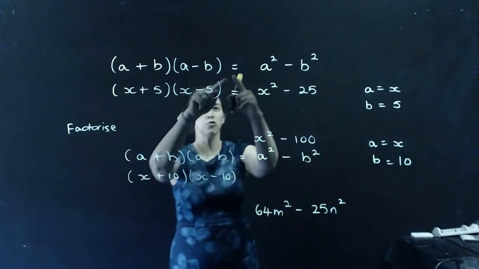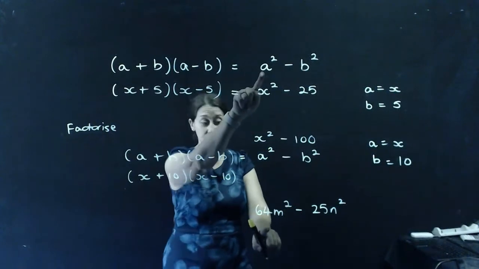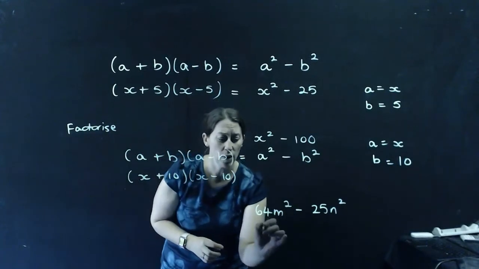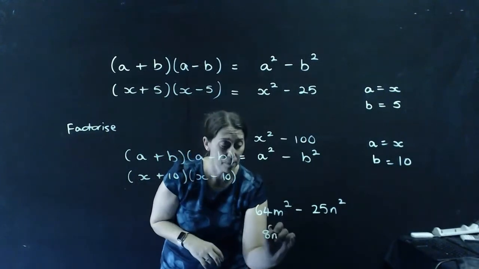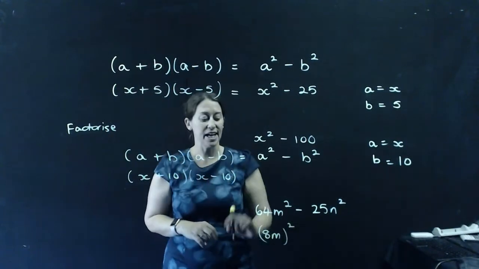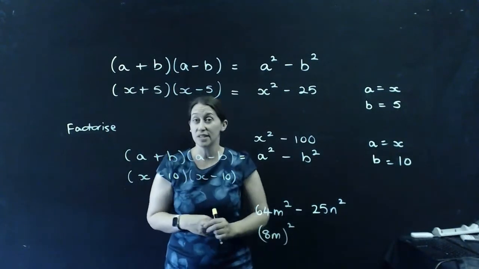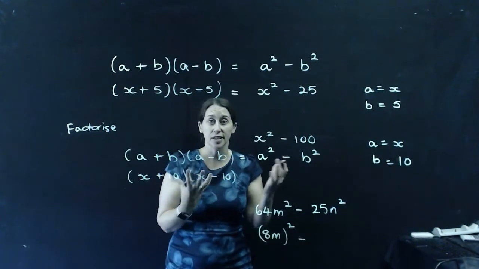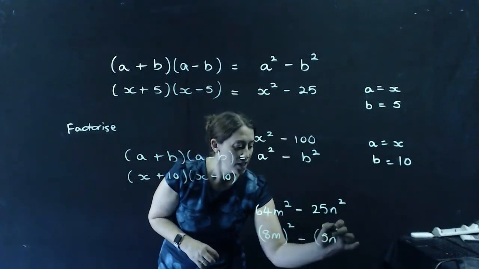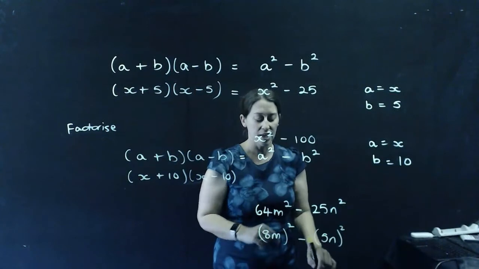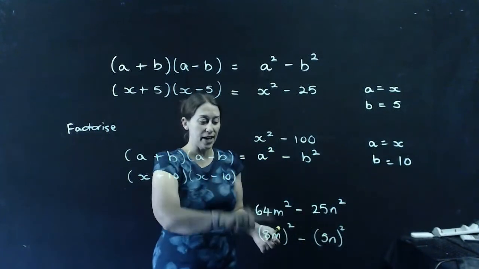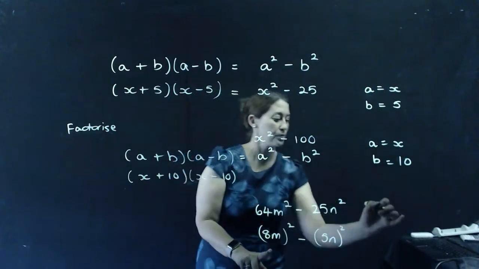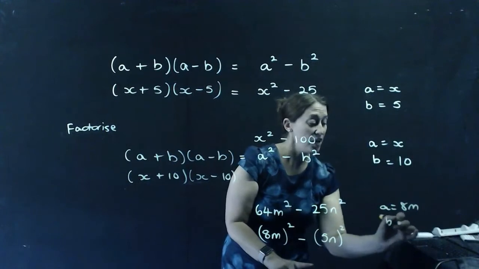So we know from our rule here, a squared has to equal 64m squared. So we think to ourselves, okay, if I square root this, the square root of 64 is 8, the square root of m squared is m. So if I write that as 8m all squared, that gives me 64m squared. Same with this one: 25n squared, I can square root that, I get 5n, and if I show that that's all squared, I get back to this. Now what I've done here is I've shown that this is a squared, and this is b squared. So a is 8m, and b is 5n.